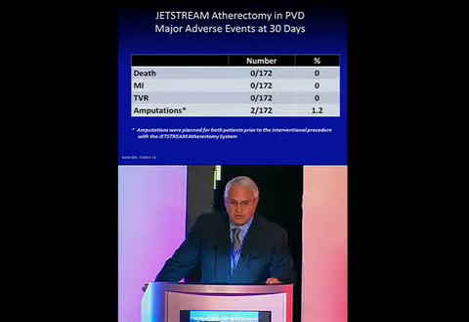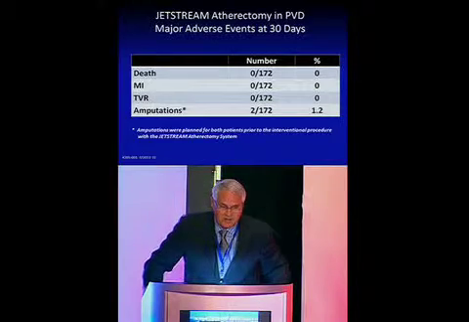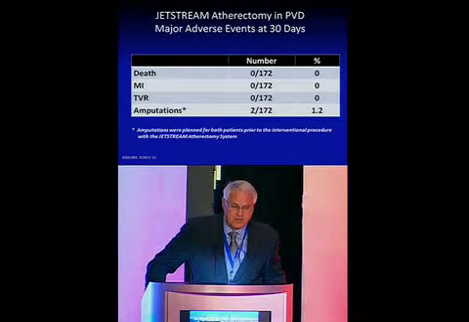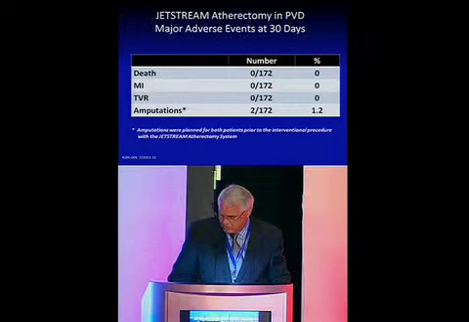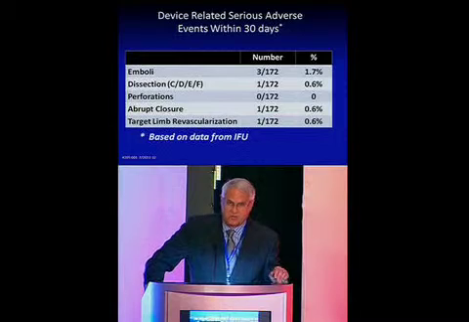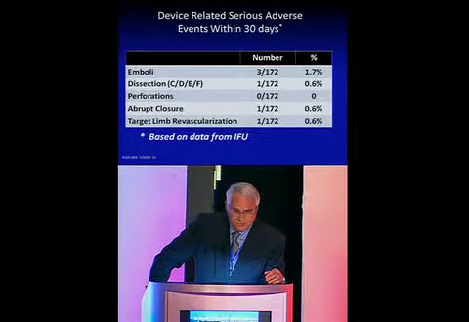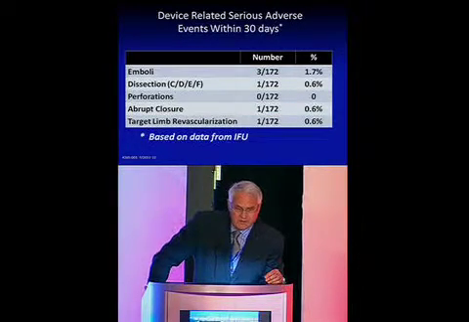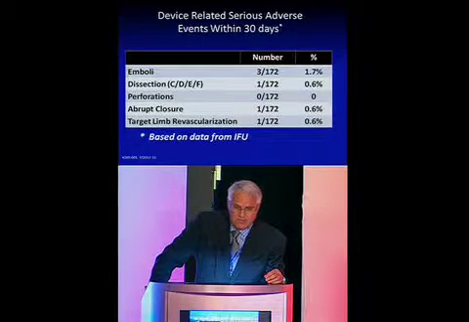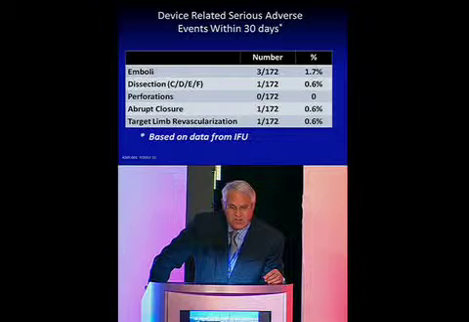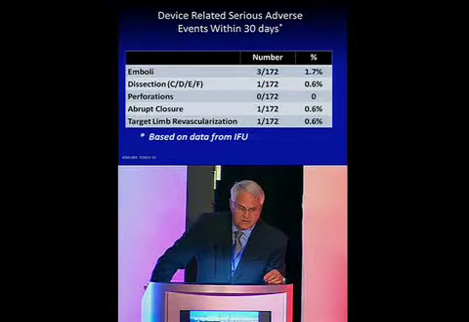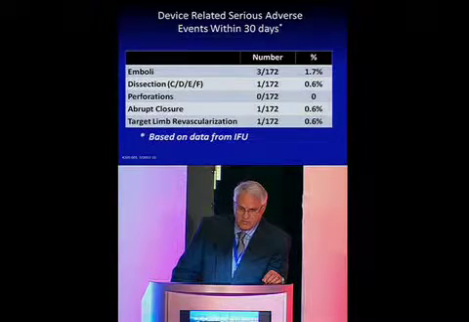There were no major adverse events at 30 days: death, MI, target vessel revascularization. Two patients did have planned amputation, so a low incidence of adverse events at 30 days. In terms of other device-related adverse events, you can see the distal embolic event rate was 1.7%, dissection less than 1%, no perforations, abrupt closure and target limb revascularization less than 1%.